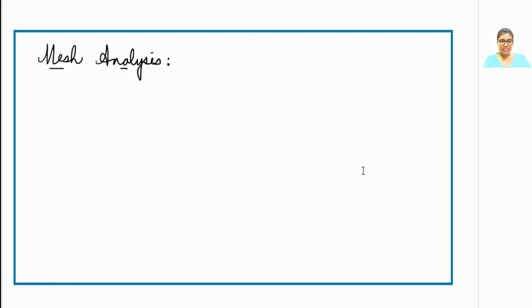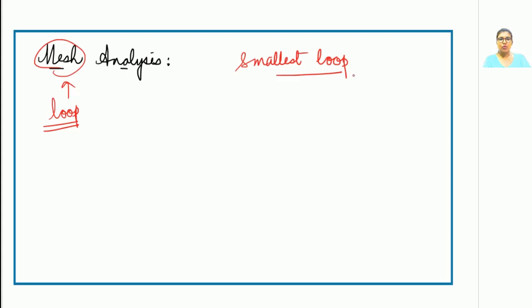Now mesh analysis. What do you mean by this term mesh? The meaning of this term mesh is a loop. A loop can be a closed circuit. Of course it is a closed circuit. Now mesh means the smallest loop. So whenever we refer to this word mesh, it refers to the smallest loop that is present in the circuit.